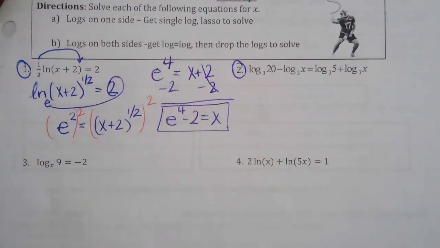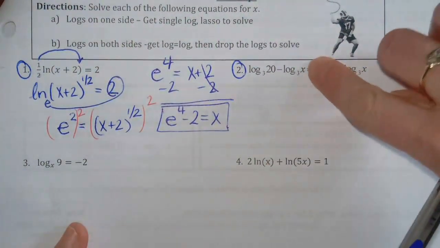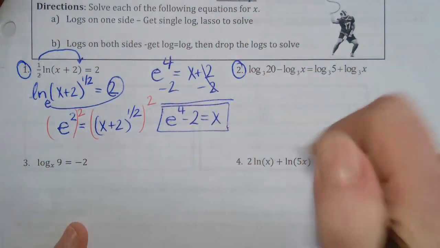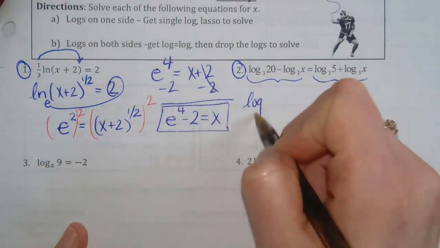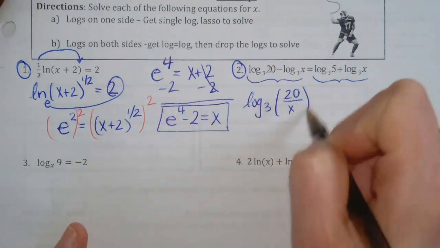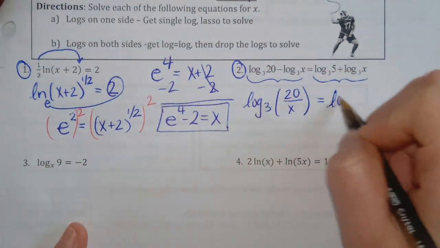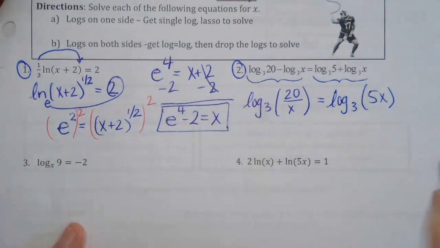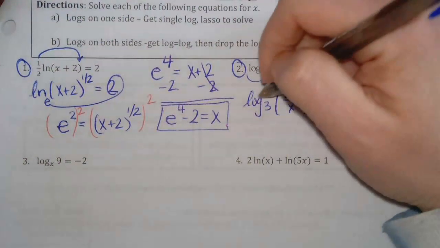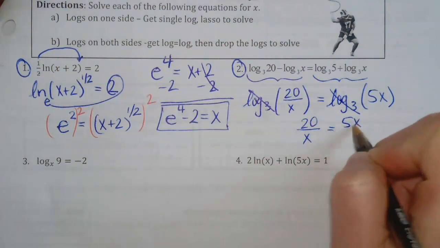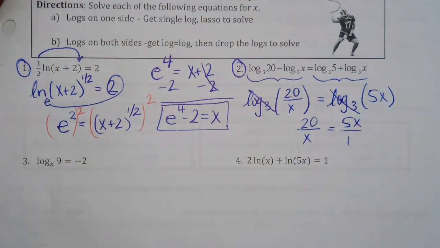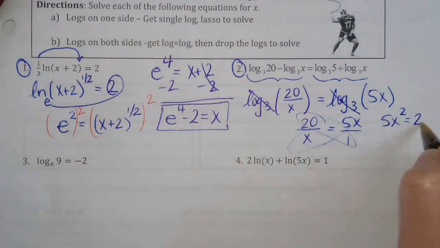All right, last one for this practice. I see multiple logs equal to multiple logs. So I'm going to condense and condense. This side is subtraction. So we have 20 divided by x. And this side is addition. So this side is multiplication. Same log on both sides, so we can drop the logs. 20 over x equals 5x. I'm going to put my floater over 1, cross multiply. 5x squared equals 20. Divide by 5.